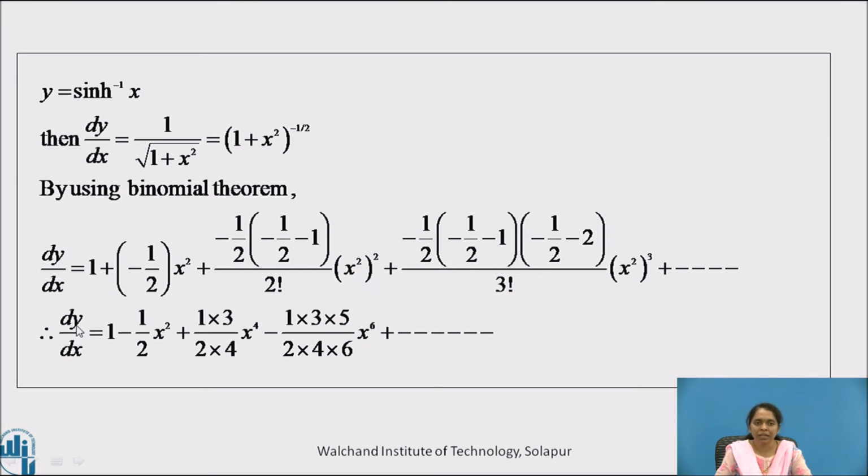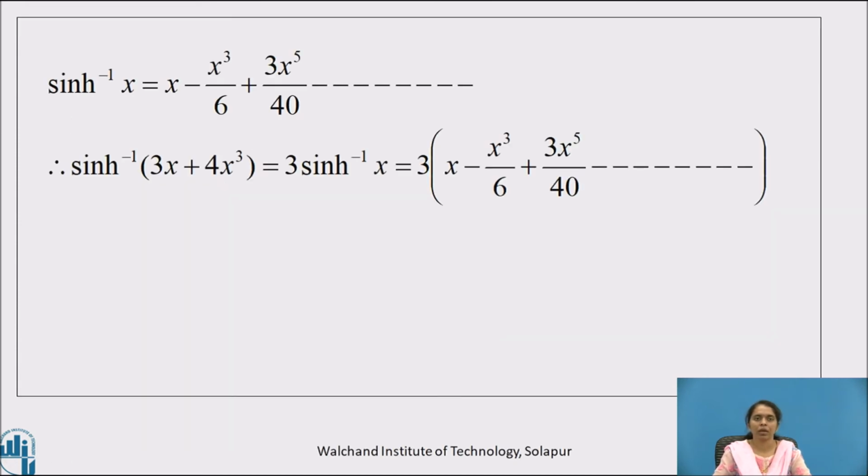Therefore, after simplification, dy by dx is equal to 1 minus half into x square plus 1 into 3 upon 2 into 4 into x raised to 4 minus 1 into 3 into 5 divided by 2 into 4 into 6 into x raised to 6 plus and so on. So, sine hyperbolic inverse x in the expanded form is x minus x cube by 6 plus 3 into x raised to 5 by 40 minus and so on.